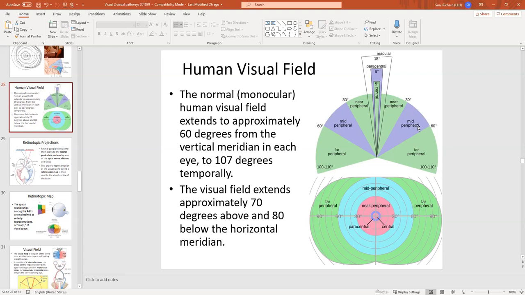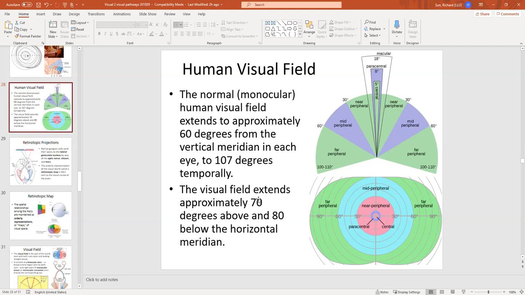It's only about 18 or 20 degrees in range, very small, but it provides very high acuity. And the overall human visual field, from left to right, is about 60 to about 107 degrees. You don't need to memorize the numbers. I'm not going to quiz you on the numbers. You just get a sense that this is the typical visual field range that we have to see: laterally 60 degrees left and right, maybe further down to a little bit like 107 or something right here. That's what we see.